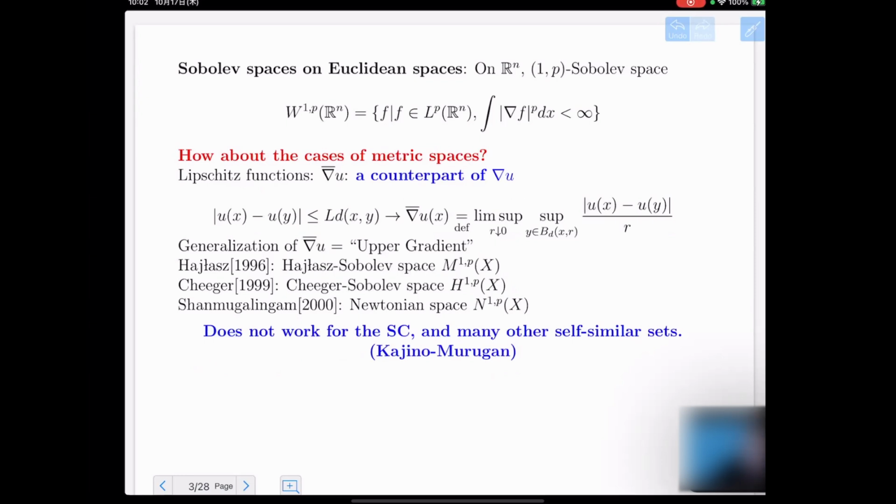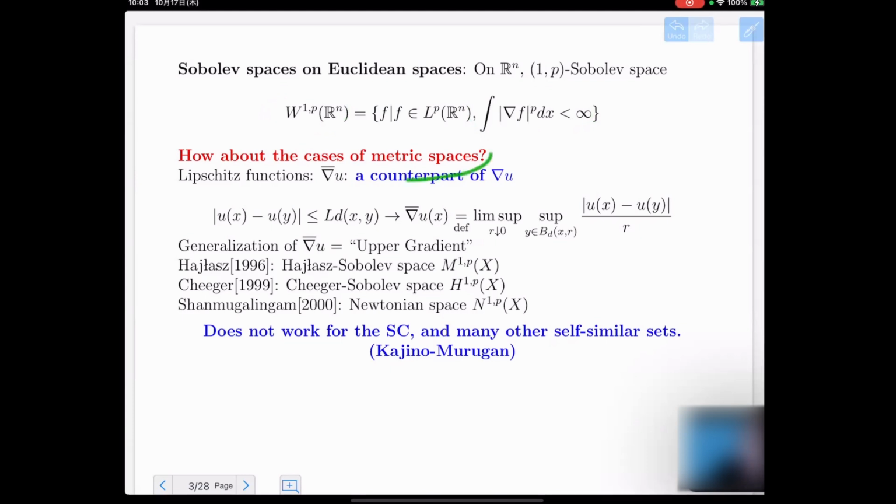On a smooth space, like R^n, the definition of the W^{1,p} Sobolev space is this one: f is in L^p(R^n), and nabla f is, of course, the differentiation in the sense of distributions. We take |nabla f| to the p and integrate all over the space. This value is called the p-energy of a function f, and the W^{1,p} Sobolev space is the set of functions whose p-energy is finite.